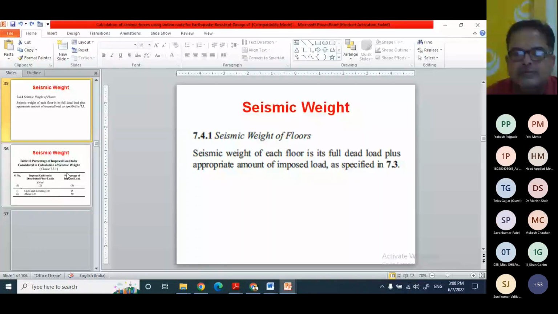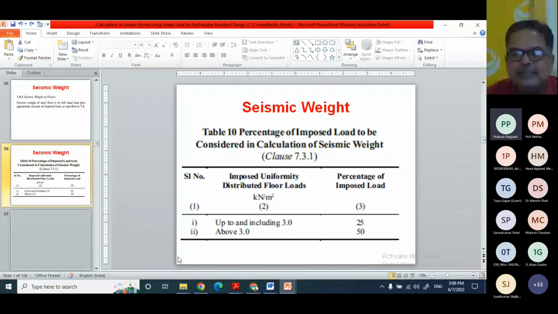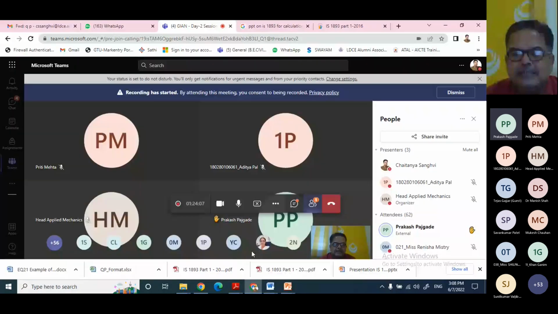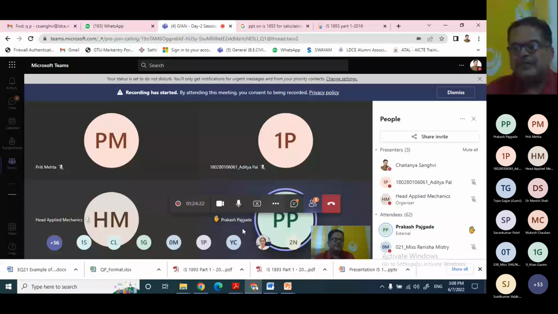Yes. It is not necessary that at the time of earthquake full live load will be present. This is one reason. And the second thing is that many times live load will not impose inertia forces because it will start vibrating. These are the two reasons which are given. Yes, that is the correct answer.